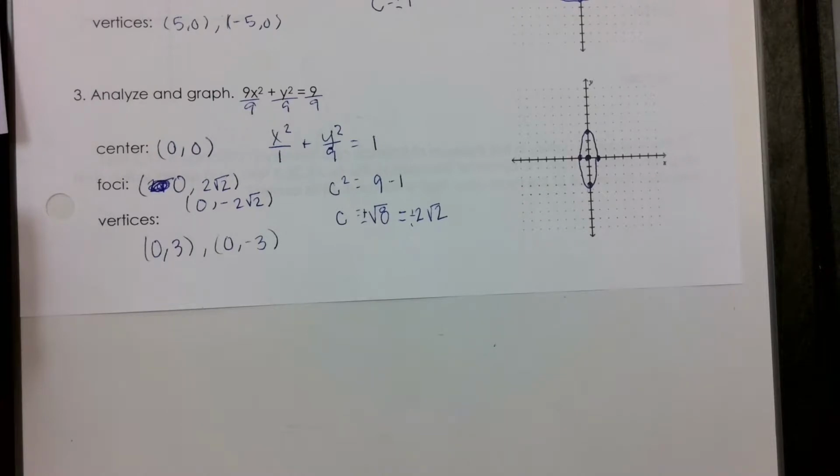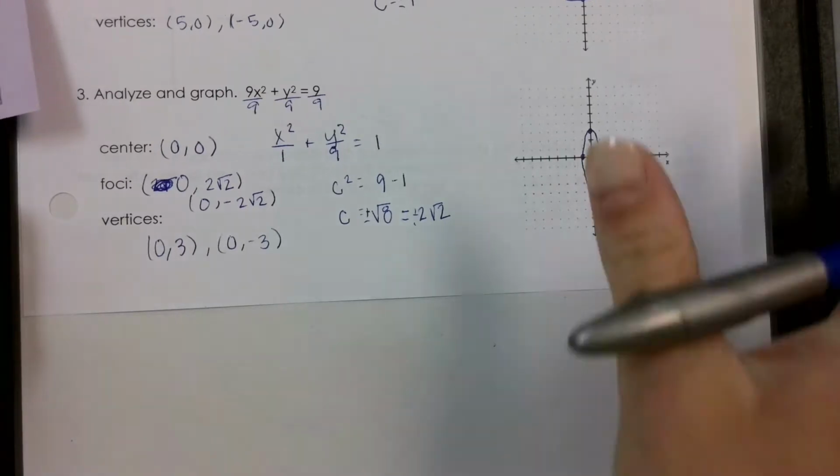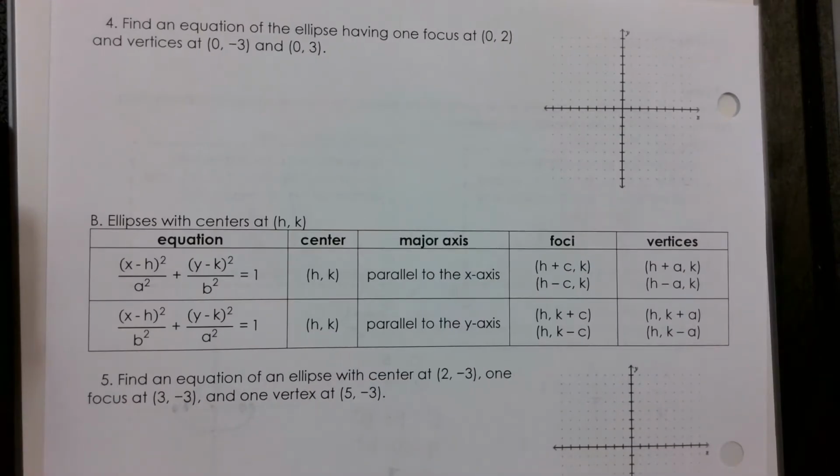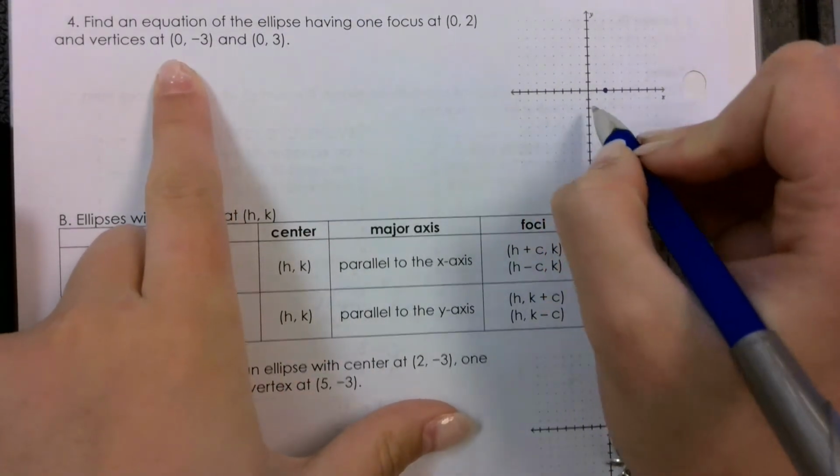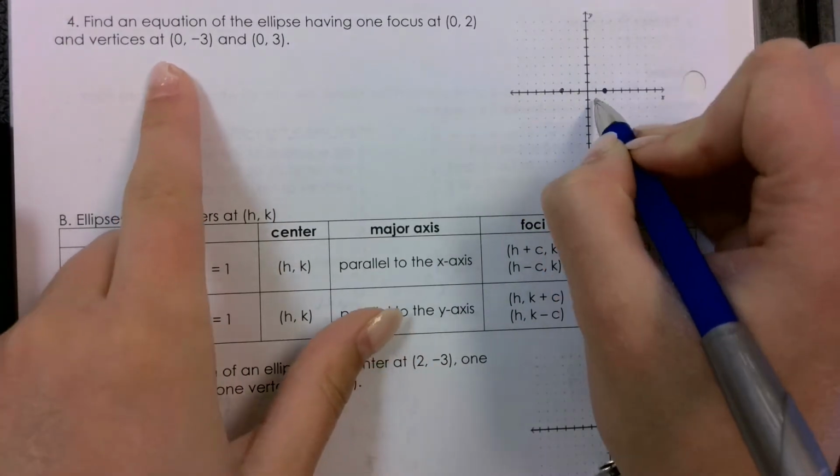So we're totally good on the front and everything we've done so far. Alright, so next one. We have an equation of an ellipse that has one focus at (0, 2). So I'm going to go ahead and plot that. So at (0, 2), vertices at (0, -3) and (0, 3).